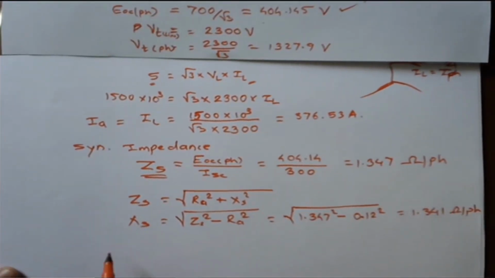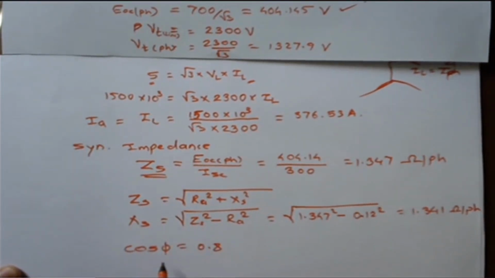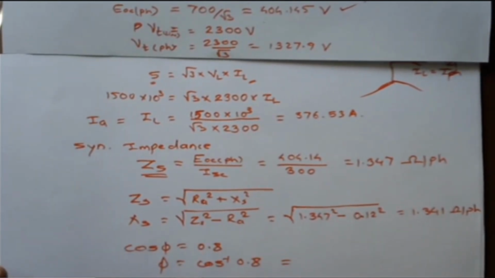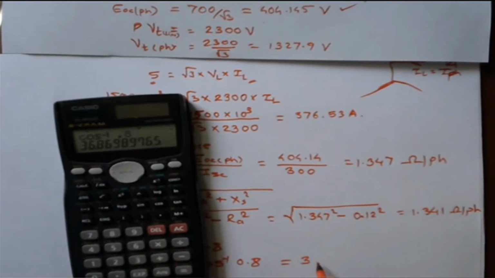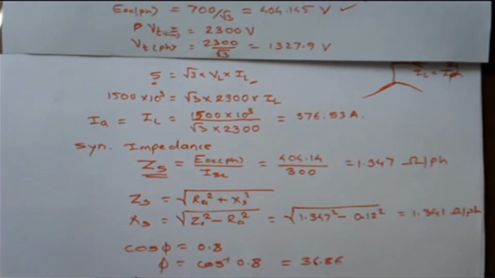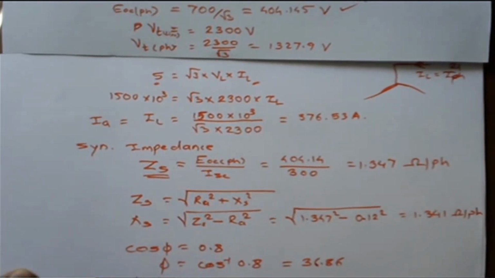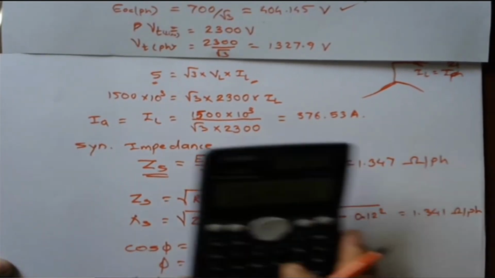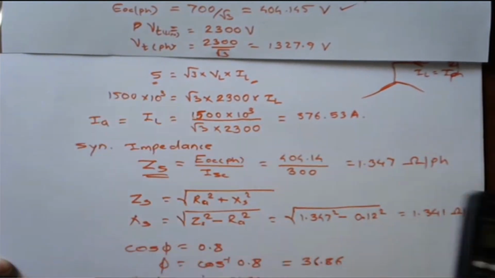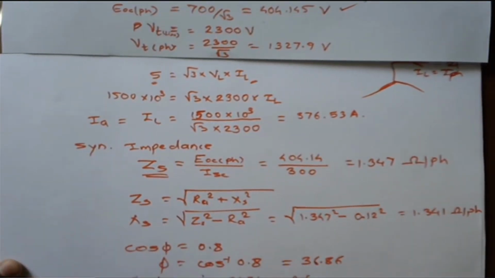What is cos phi? Cos phi is equal to 0.8. So from this, phi is equal to cos inverse of 0.8, which is equal to 36.86. So what is sin phi? It is equal to sine of 36.86, which is 0.6. Yes, how much? 0.6. Okay, very nice.